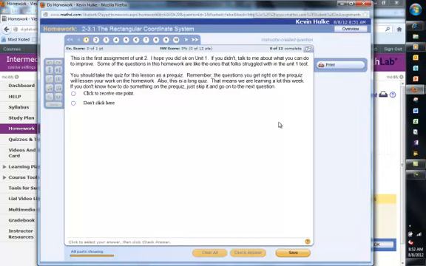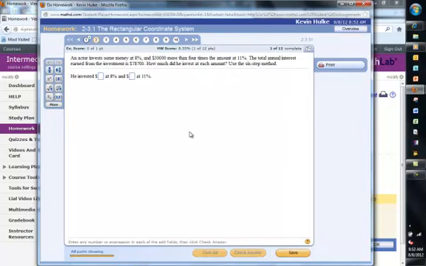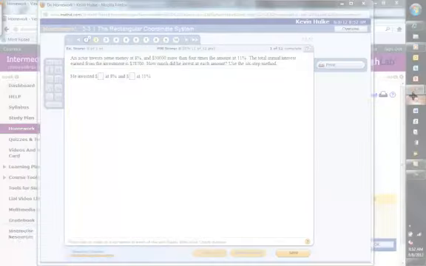Also, this is a long quiz. That means we are learning a lot this week. If you don't know how to do something on the pre-quiz, just skip it and go to the next question. All right, here we go. Question 2. Okay, this is the kind that people got wrong in the Unit 1 test.